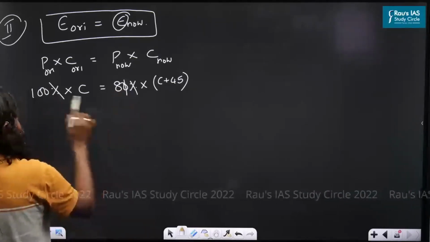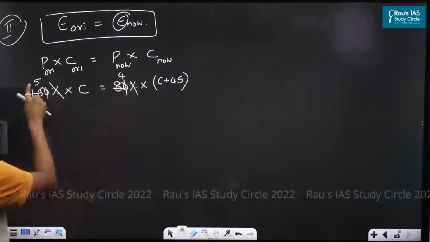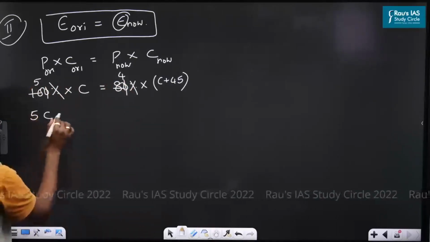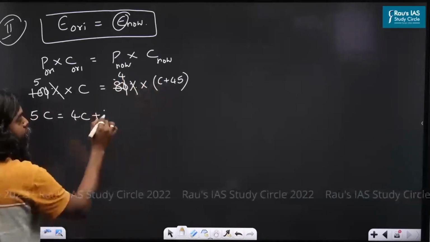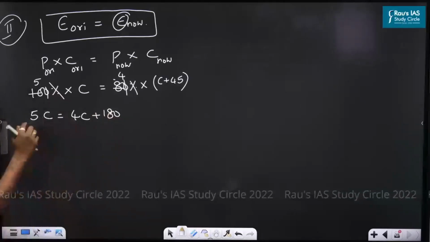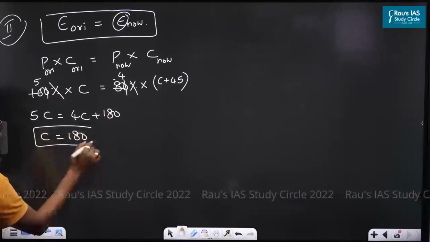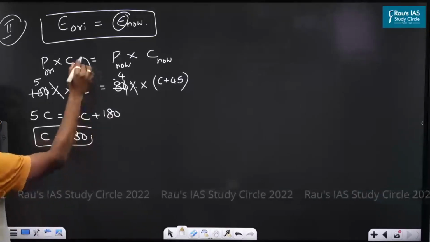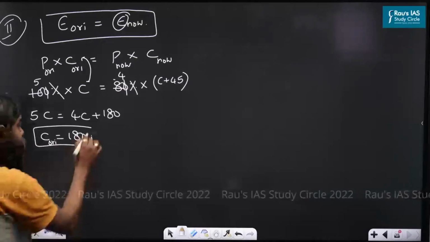Cancel, cancel, cancel, cancel. Here 5 times, here 4 times. 5 into C, 5C. 4 into C, 4C. 4 into 45, 180 kg. So plus 4C comes to this side, minus 4C. So C equal to 180. What did you assume C to be? That is the original consumption. So my original consumption is 180 kg.